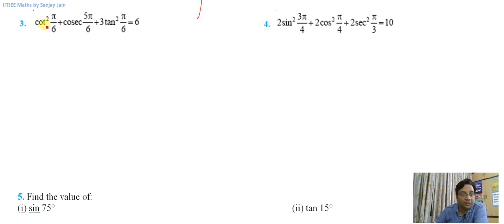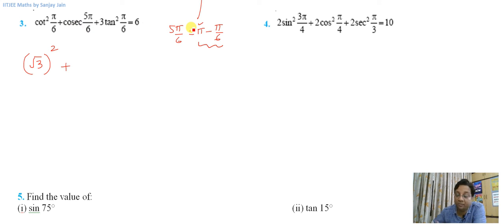Alright, now here I have cot square pi by 6, so it is root 3 squared, plus cosecant 5 pi by 6. What is 5 pi by 6? This is pi minus pi by 6. If you notice, this is the second quadrant, so cosecant will remain positive and pi will not change cosecant into secant. So you can write this as cosecant pi by 6. And what is cosecant pi by 6?